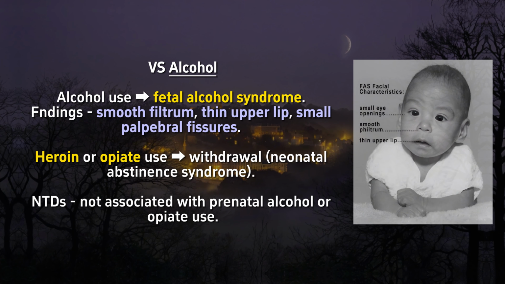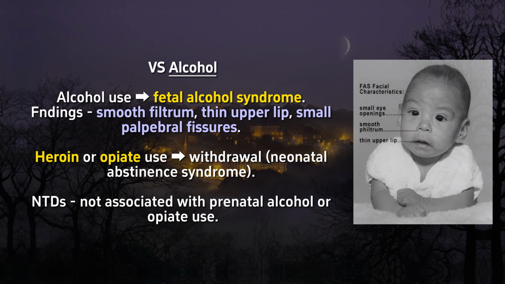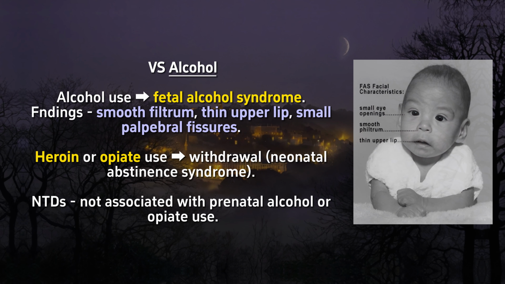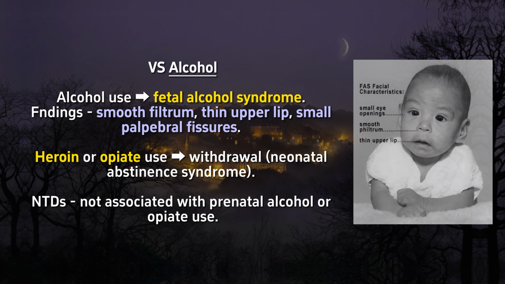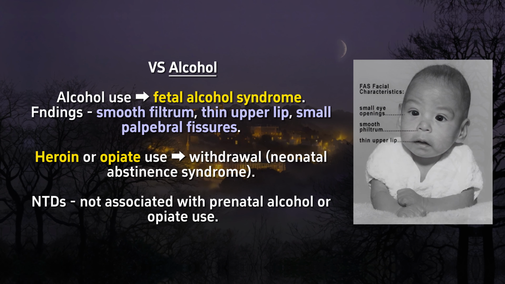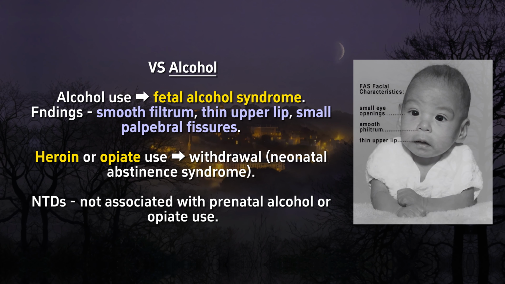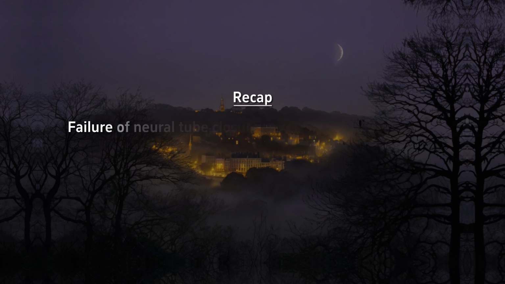Alcohol use is associated with fetal alcohol syndrome. Findings include a smooth philtrum, thin upper lip, and small palpebral fissures. Heroin or other opiate use during pregnancy can lead to withdrawal in the infant postnatally, neonatal abstinence syndrome. Neural tube defects are not associated with prenatal alcohol or opiate use.